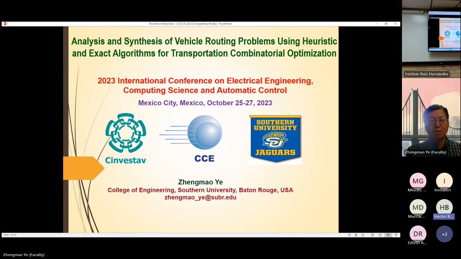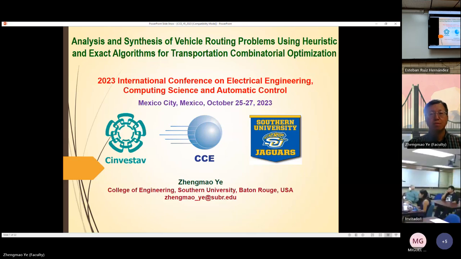Welcome to this session of the conference. We have the first paper to be presented, entitled Analysis and Synthesis of Vehicle Routing Problems Using Heuristics and Exact Algorithms for Transportation Combinatorial Optimization. Please go ahead with your presentation. Okay, hello everyone, and welcome to my presentation. The title is Analysis and Synthesis of Vehicle Routing Problem Using Heuristic and Exact Algorithms for Transportation Combinatorial Optimization.